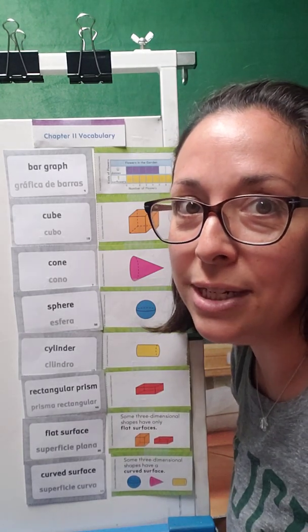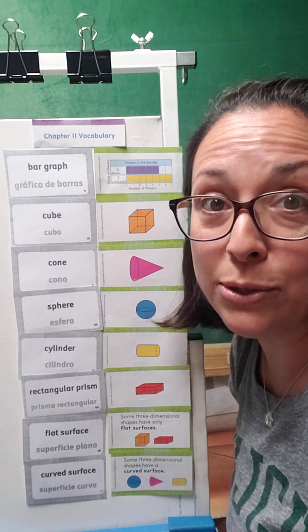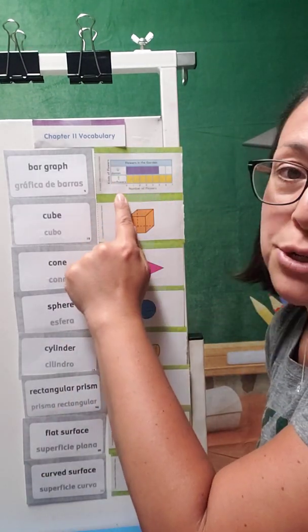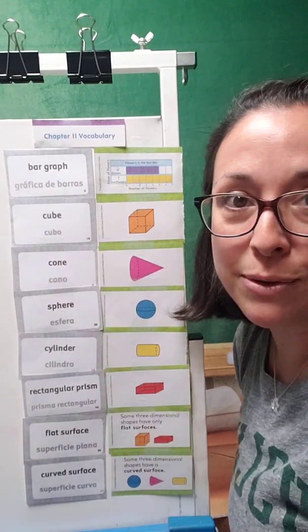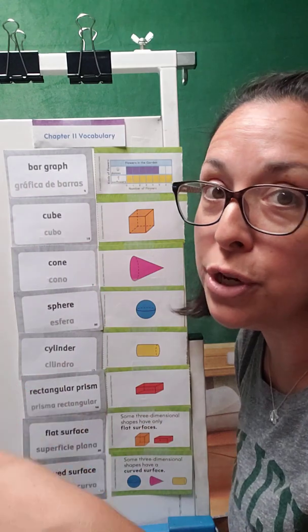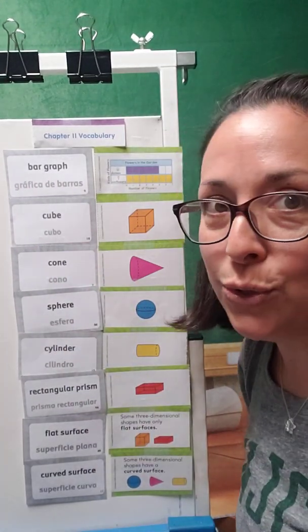So I know you know this one. Esta sí la conocen porque es una de las palabras del capítulo 10 que acabamos de terminar. And there's a picture of a bar graph here. Aquí hay un ejemplo de una gráfica de barras. Okay, so that one I know for sure you know. But I don't know if you know these other ones. Quizás estas otras no las conocen.